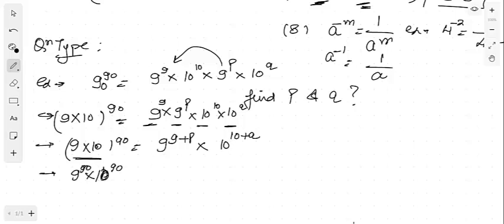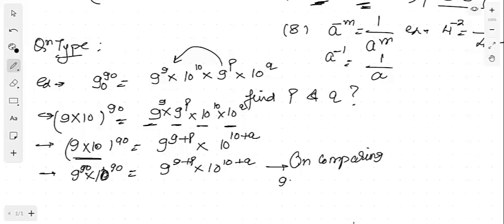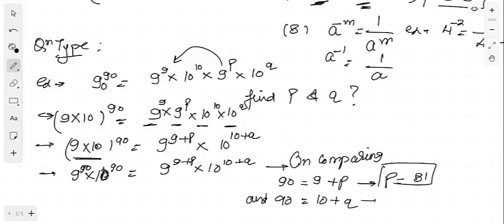Right, 9 to the power 90 into 10 to the power 90, we can write it like this. Then it is equal to 9 to the power 9 plus p into 10 to the power 10 plus q. So on comparing, we'll get 90 is equal to 9 plus p, and also 90 is equal to 10 plus q. So from here you get p is equal to 81 and you get q is equal to 8.